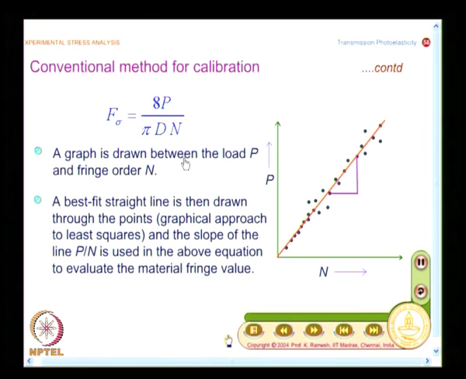This is so far so good when you are able to do a live load experiment, where I can keep changing the load and find out what is the fringe order at the center. Suppose I do a stress freezing, which we would see later. At this point in time, you understand there is a thermal cycling process by which I can lock in the stresses inside the model.